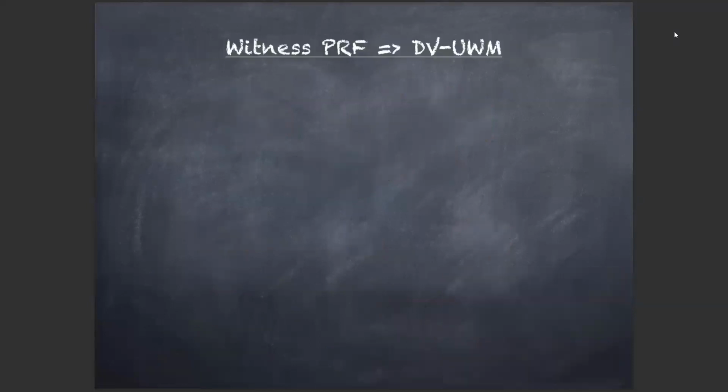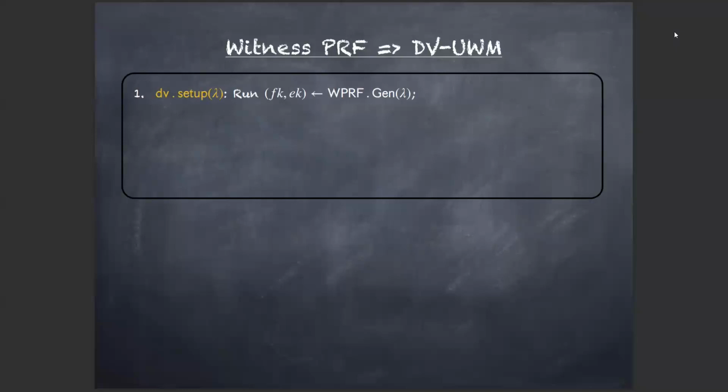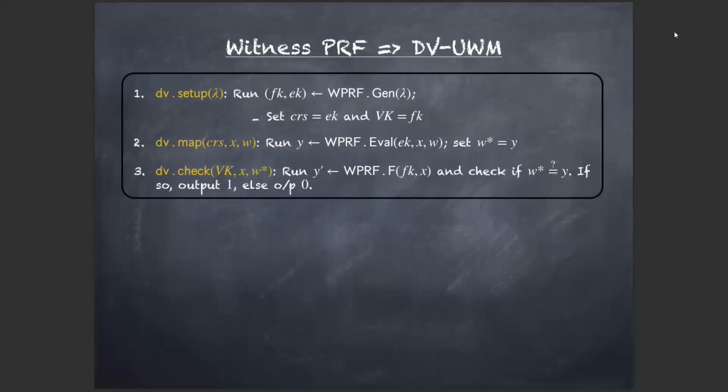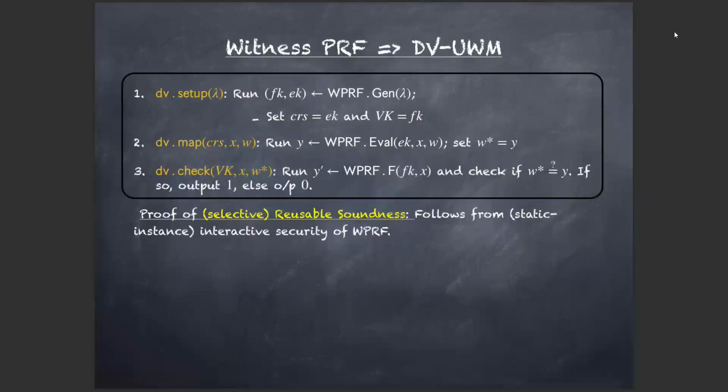Okay, so let's first show the trivial direction, that witness PRFs imply DVUWM. The construction is very simple. The setup of the UWM is just running the key generation, and you set the CRS to be the public key and your verification key to be the secret key. The mapping algorithm just evaluates the PRF and sets the proof to be Y, the output of the PRF. The checking algorithm takes a statement X, and the secret key Fk, outputs Y prime, and checks whether W star equals Y prime. Okay, and so this is complete. This is unique because note that the algorithm WPRF.F does not take the witness as input, so it deterministically maps X to W star. And this proof I'll skip for now.